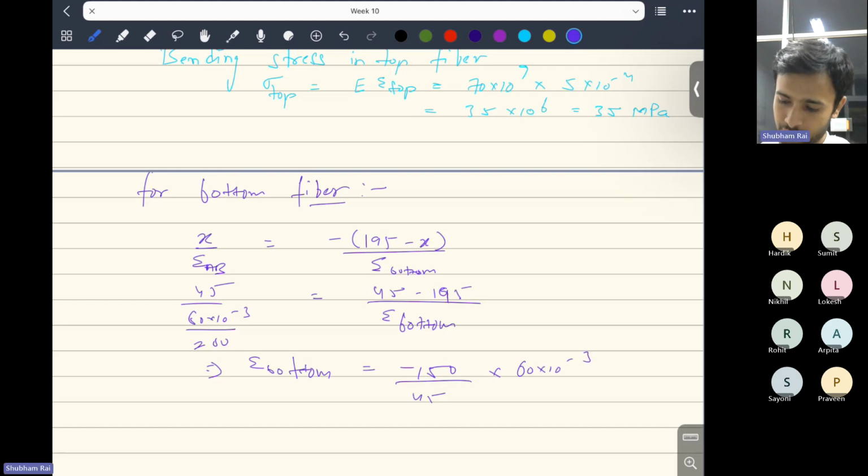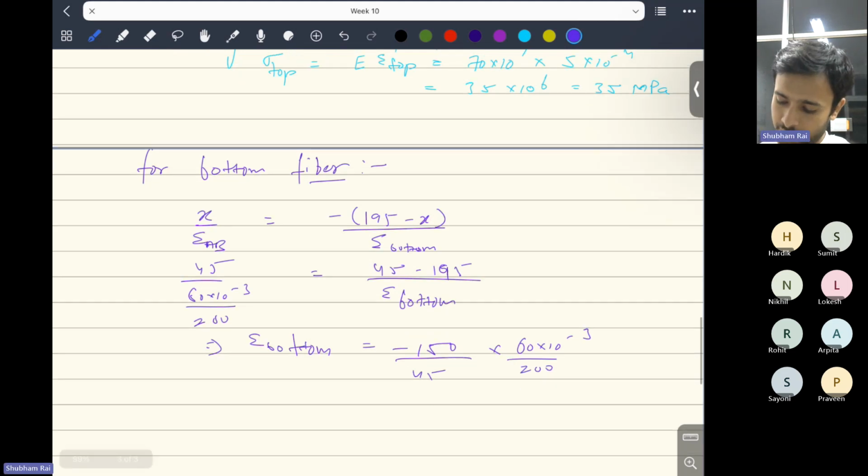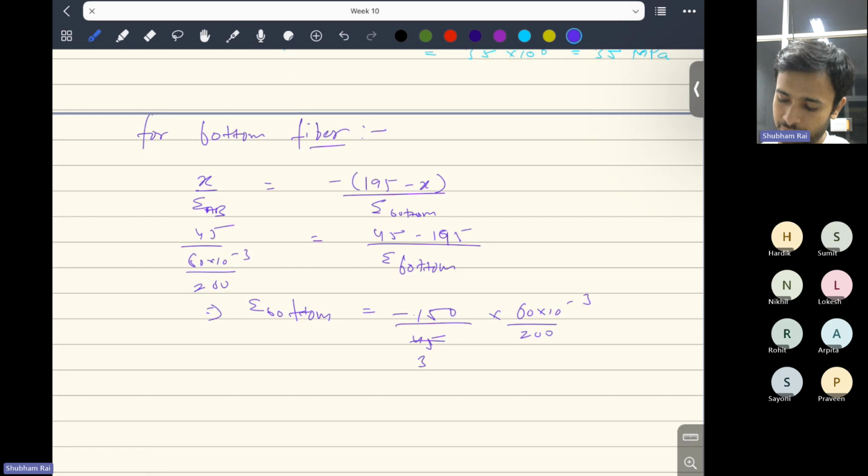This will be minus, and then divide by 2, right? So again, you can take 15 common: 45 is 15 times 3 and 150 is 15 times 10. You can cancel the 15, and then cancel the ratios, and the 3 and 6 also get cancelled. So finally, we are getting minus of 10 to the minus 3. So this is the strain at the bottom.